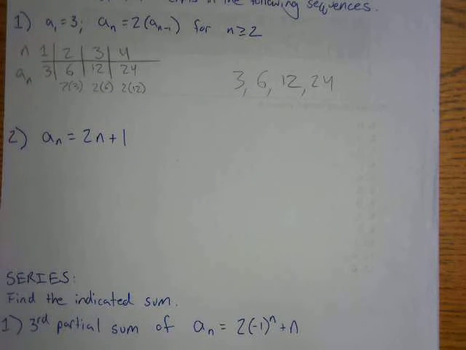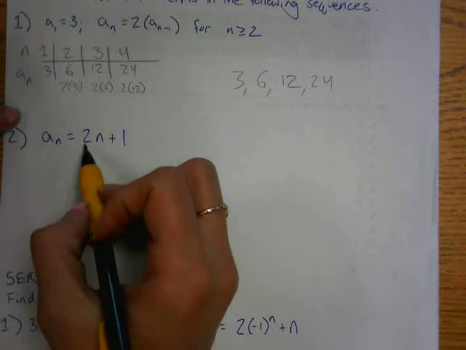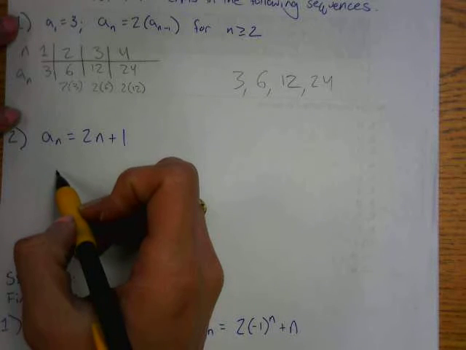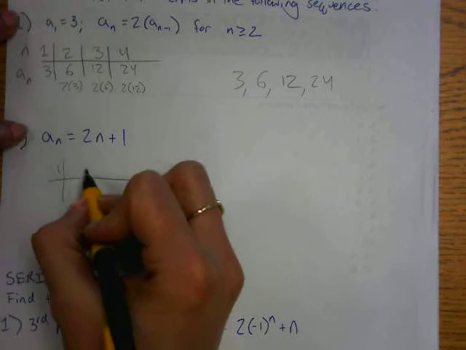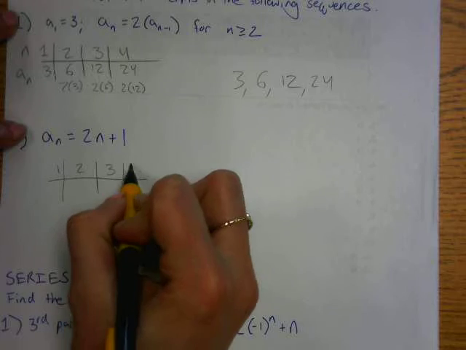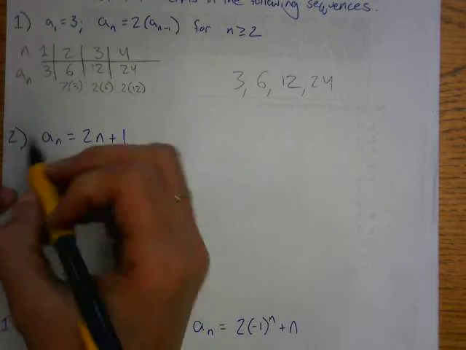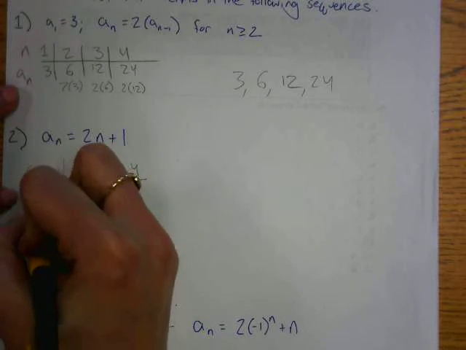Let's look at number 2. Number 2 is defined explicitly, so I don't actually need the first term and I don't need the previous term to find any individual term, but we are going to go ahead and find in order the first, the second, the third, and the fourth term. But what I'm going to do is just plug in n to find an.